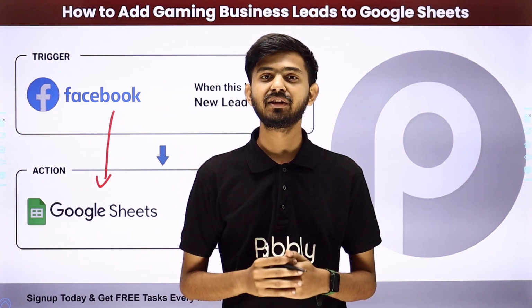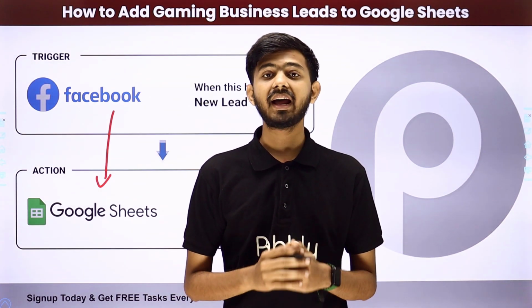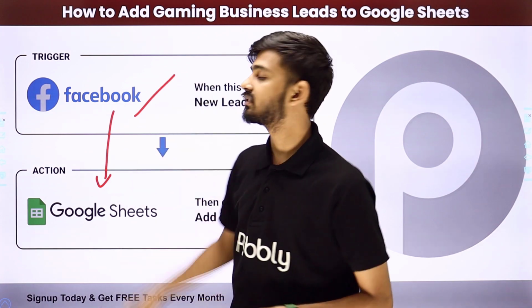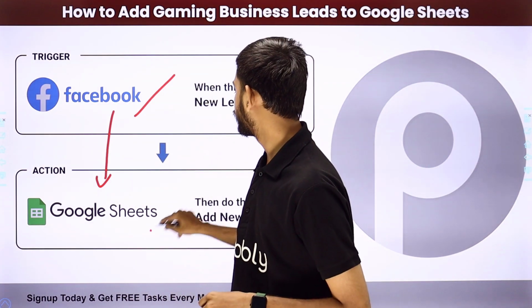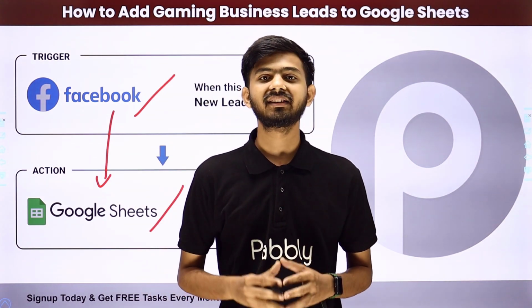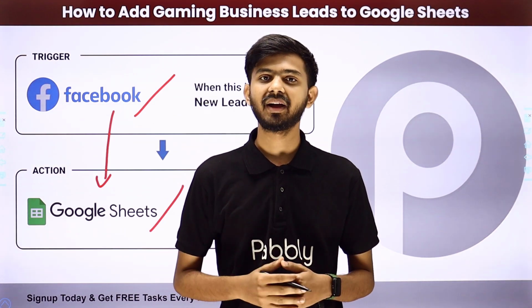In Pabbly Connect, I will use trigger and action. In trigger application, I'm going to use Facebook lead ads. In action application, I'm going to use Google Sheets. So how am I going to create this integration? For that, let me take you to my computer screen.